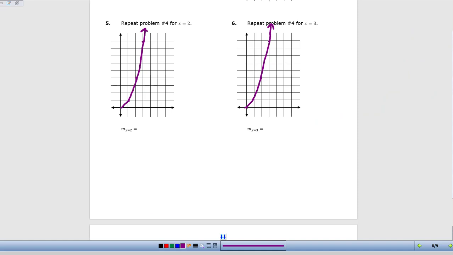So now I'd like you to do the same thing, but now at the locations x equals 2 and at x equals 3. So I've pre-graphed here the half of the parabola that we've been concentrating on. So here when x equals 2, our output is 4, so we're going through that location there. At x equals 3, our y-coordinate is 9, so we're up here.